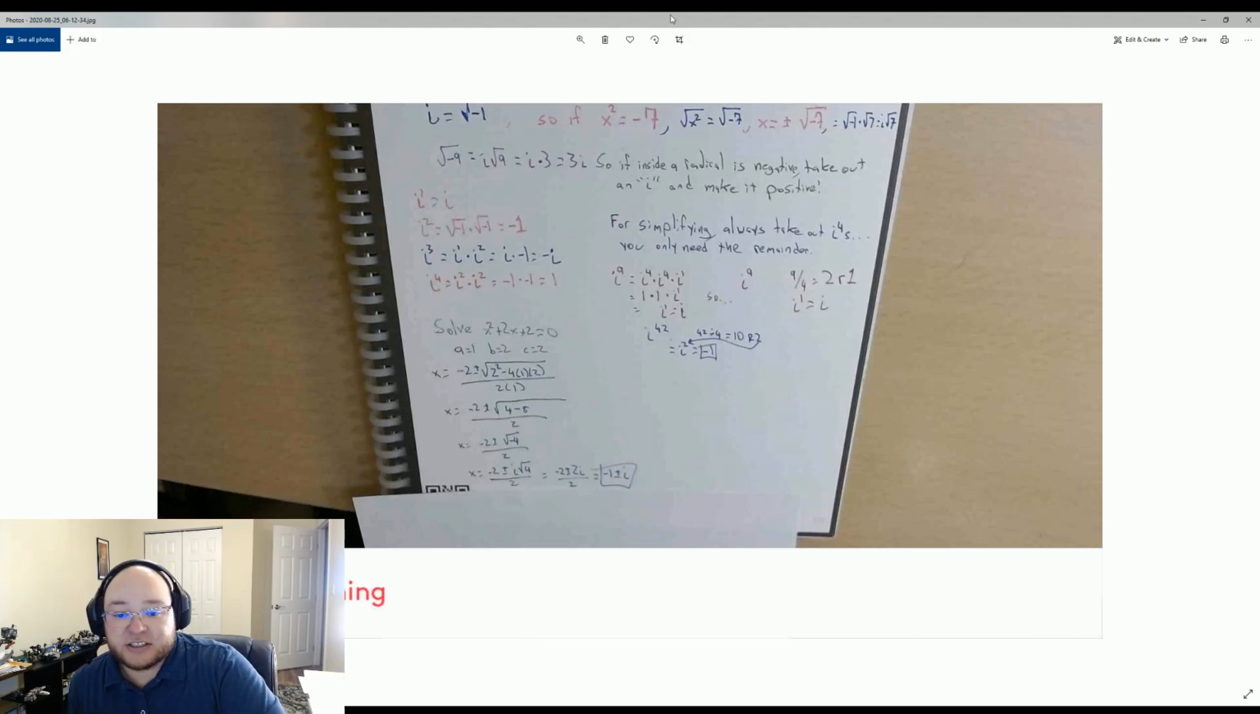From that last section, hopefully you remember that if you have the square root of a negative number, we said there's no real solutions. And there's no real solutions. We only got 2 imaginary solutions. And that's about it.